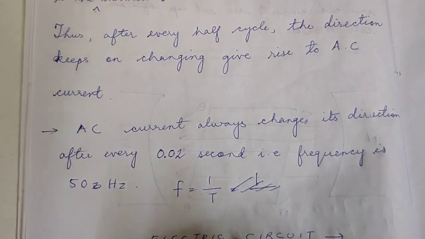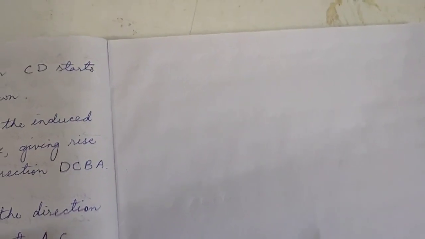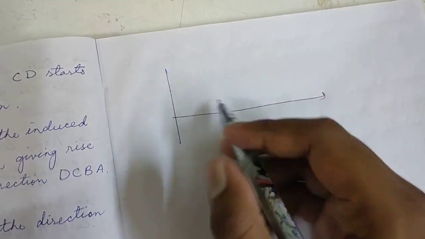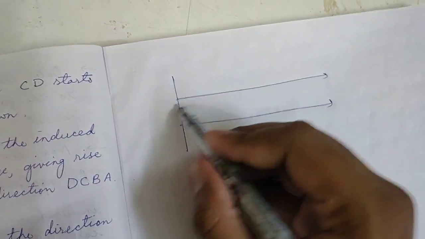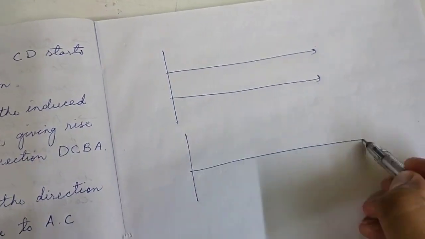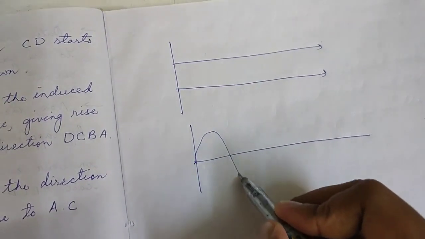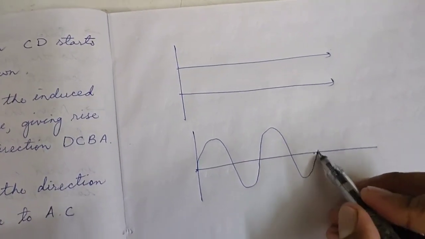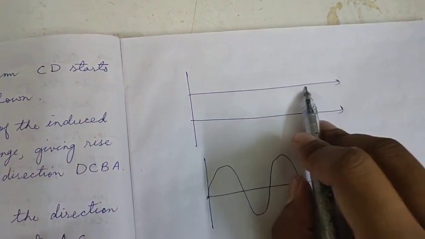T is the time period. You must know that I am just giving an example. This is not required of you now. What do you mean by DC? DC means unidirectional, straight. It will always be a straight line. But in the case of AC, it will be up, down, and this is the waveform of an AC current. This is the waveform of a DC current.